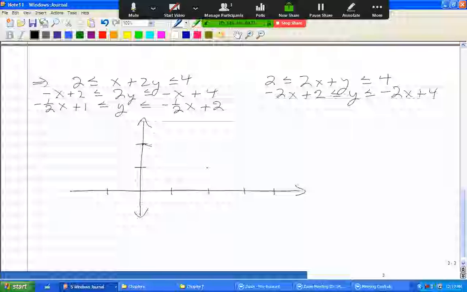So it looks something like this. At 0 it's 1. Then at 2, it's 0. So it looks something like that. That's these first two equations. So that's this first boundary line, and that's the second boundary line. Let's do the other one.